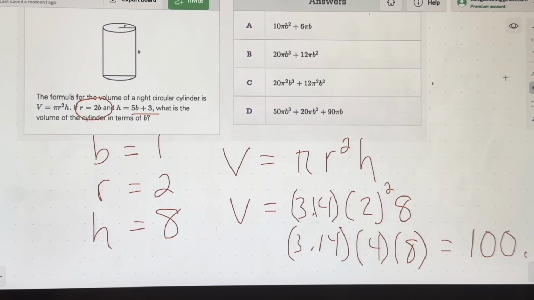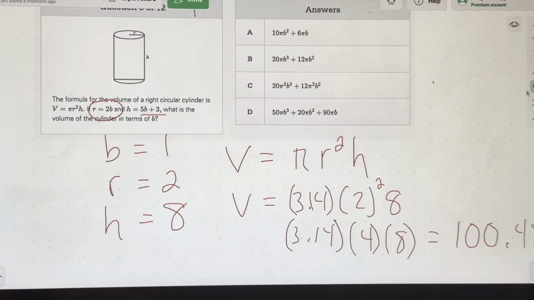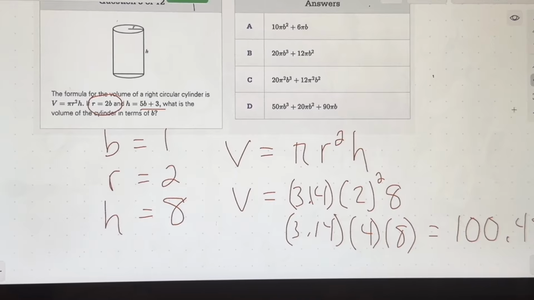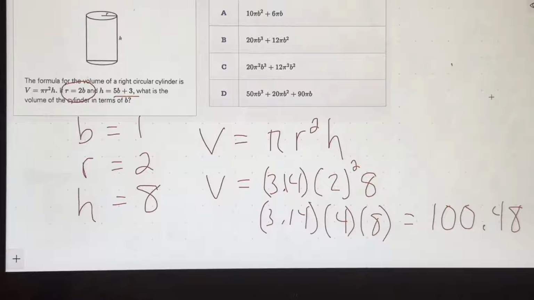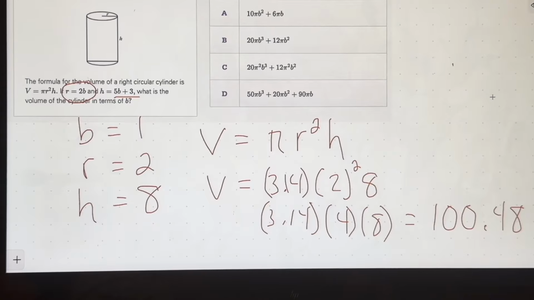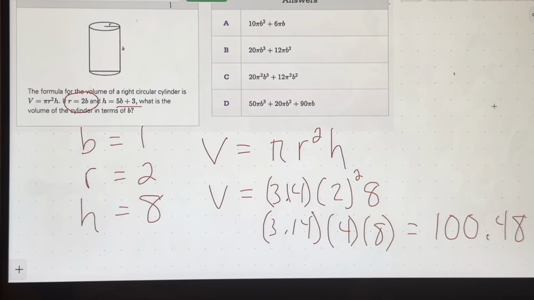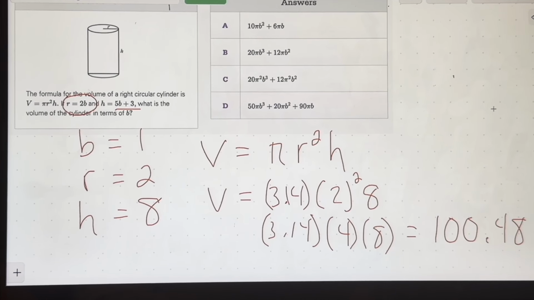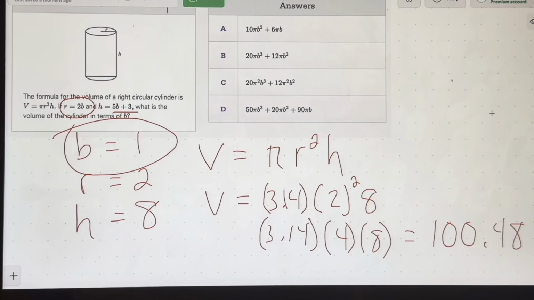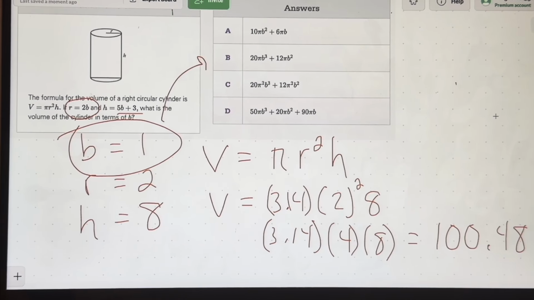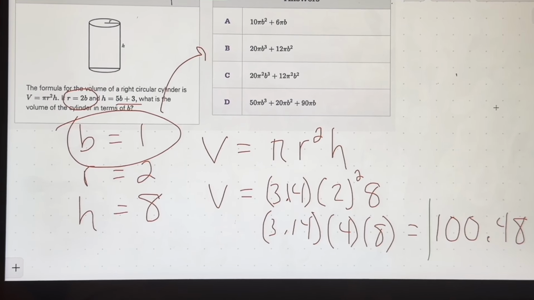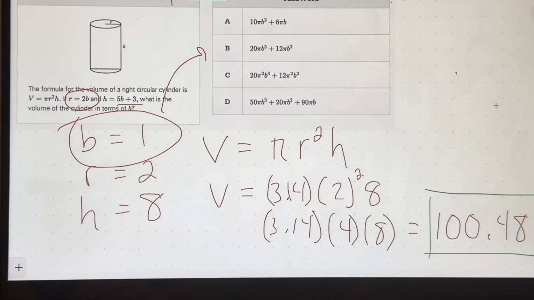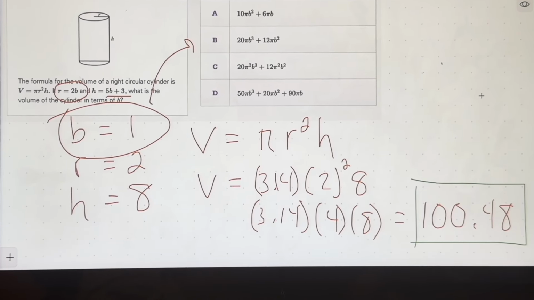Absolutely. Okay. You might get something a little bit different if you use the pi button, because the pi button's a little more accurate, but you get something darn close to 100.48. It's fine. Or you can just plug in 3.14. Now remember, the question is saying, what's the volume of the cylinder in terms of B? And we know B is 1. So when I plug in a 1 for B into the answer choices, the right answer choice has to give me 100.48. Has to. And B is 1. Does that make sense?